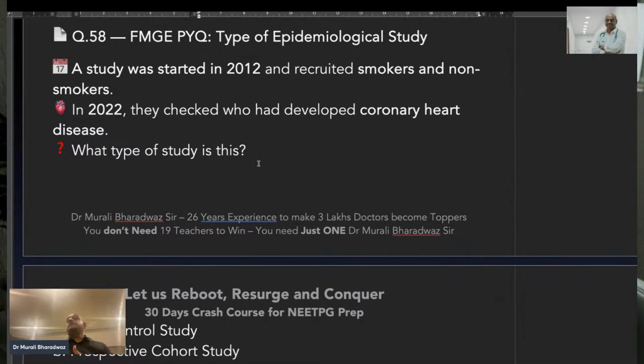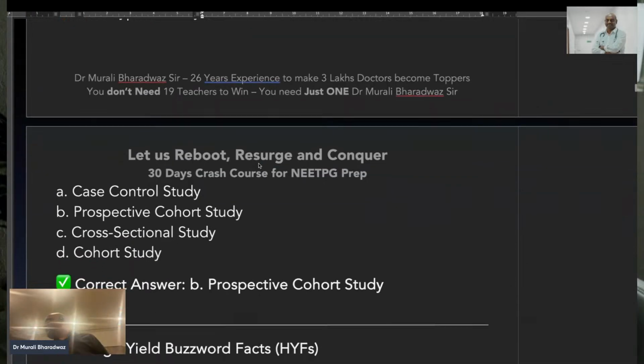Now, doctor, a study was started in 2012 and recruited smokers and non-smokers. And in 2022, they checked who had developed coronary heart disease. What type of study is it? So from 2012 to 2022 prospectively they are testing. That's the reason it is a prospective cohort study.